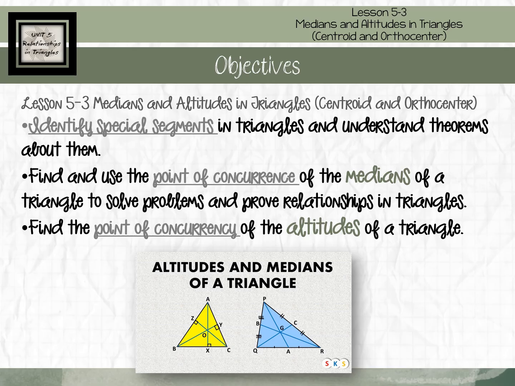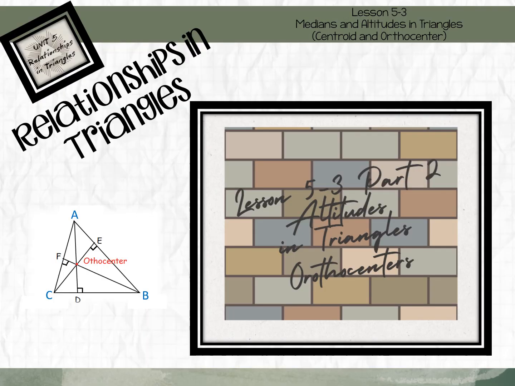We're going to be reviewing, once we get these last two, the 4 special segments in triangles that we've been dealing with, and you need to be able to recognize them and know their properties. Find and use the point of concurrency of the medians of the triangle and solve problems, improve relationships in triangles, and find the point of concurrency of the altitudes of a triangle.